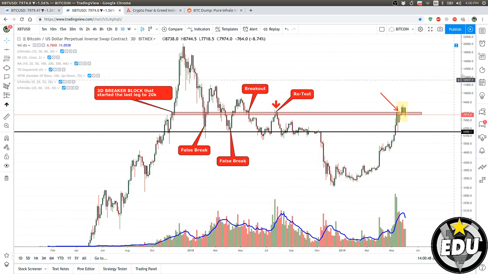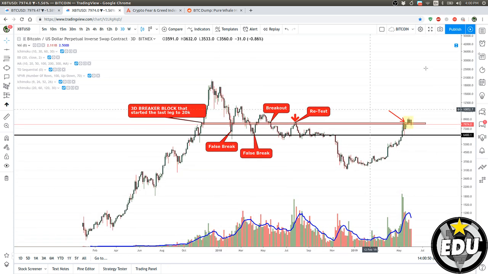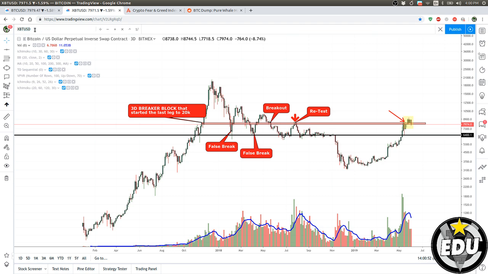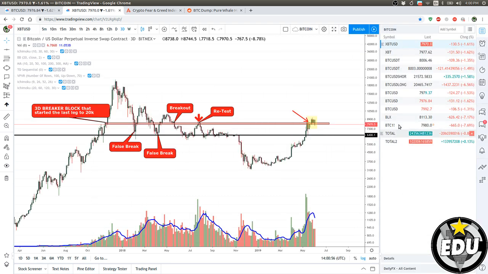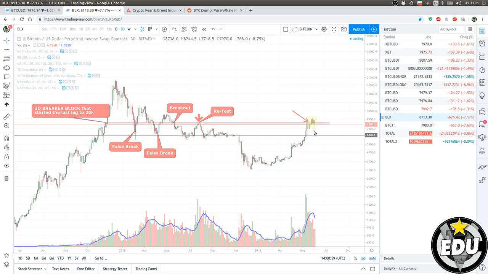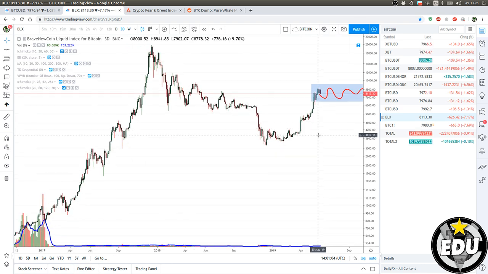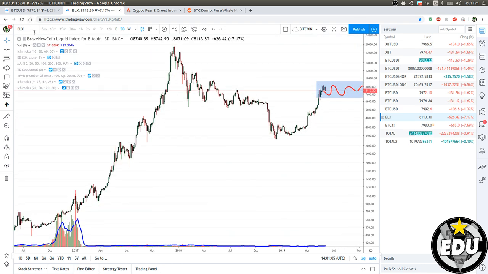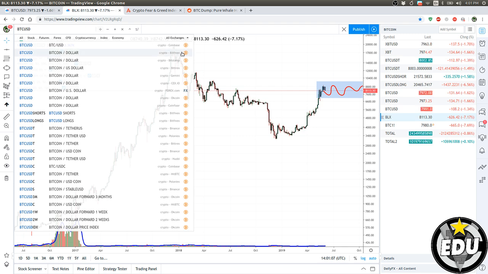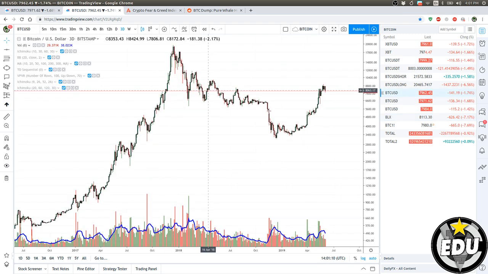This is BitMEX. I'm not sure if it has too much history. No. I have my brainwave coin. Brave, brave, brave. Bitstamp. Oh, I don't have it here.